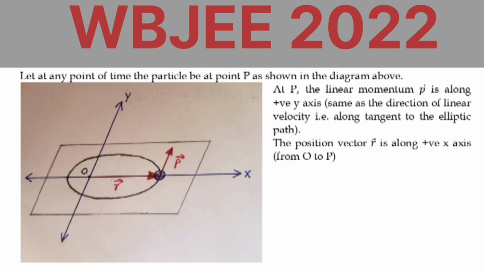If we imagine the rotational motion is happening on a tabletop, the particle at any instant is at the point shown in the diagram. The linear momentum vector will be pointing in a tangential direction along the direction of the linear velocity, and the radius vector will be directed from the focus of that elliptical path towards the particle. So the vectors r and p will be on the surface of the table as shown in the diagram.